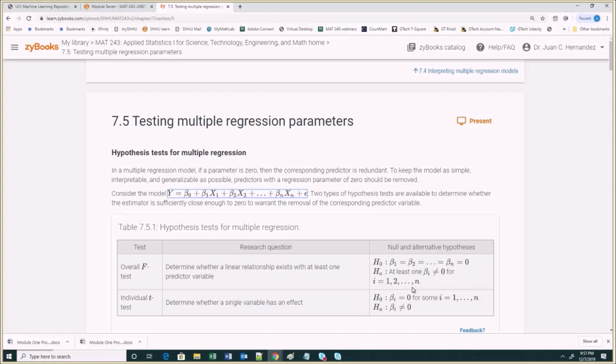That's one case. An alternative is that beta 1 is not equal to 0. That would be one t-test. Another t-test can be that beta 2 is 0 under the null hypothesis, and beta 2 is not 0 under the alternative hypothesis. That's the second case, and so on. We can test all of the betas using the individual t-tests. So let's do an example and see how this works.